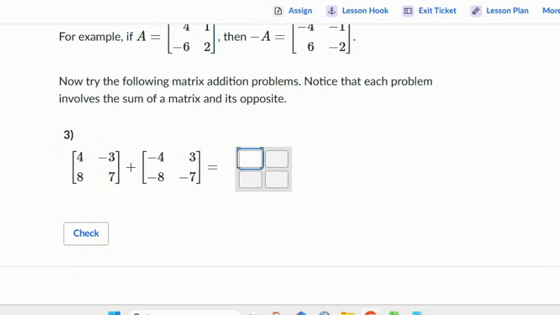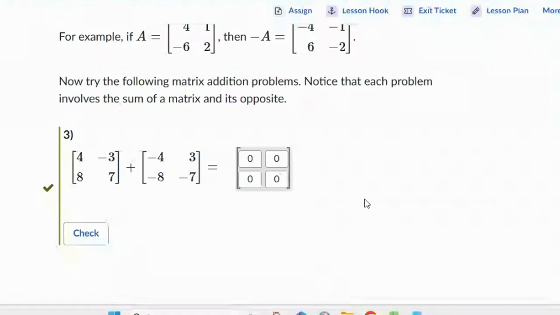We've got matrix A and matrix negative A, which basically means they've taken negative 1 times all of those, like scalar multiplication, right? Yeah, you got it, Summer. It's zeros. It's a zero matrix. When you add a matrix to its negative matrix, it has to cancel each other out. It's a zero matrix. Perfect.